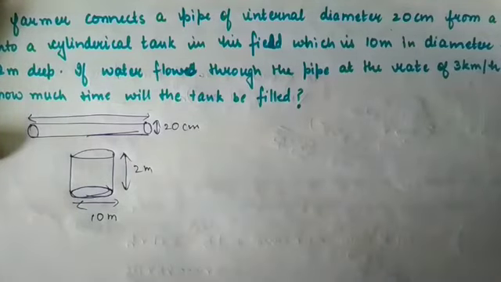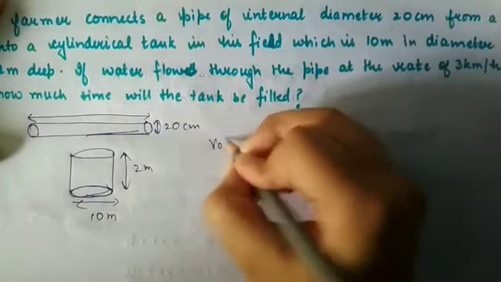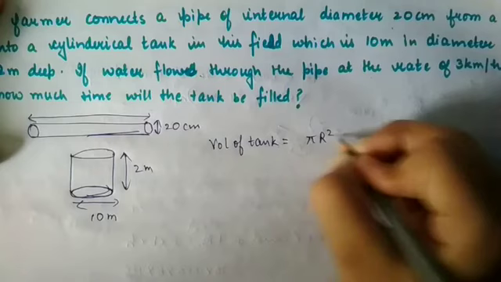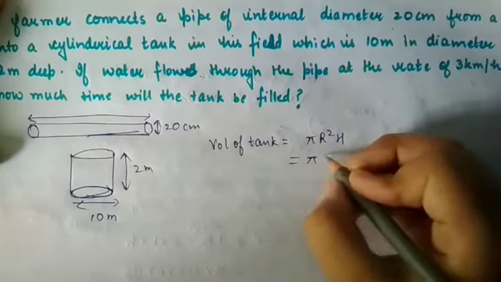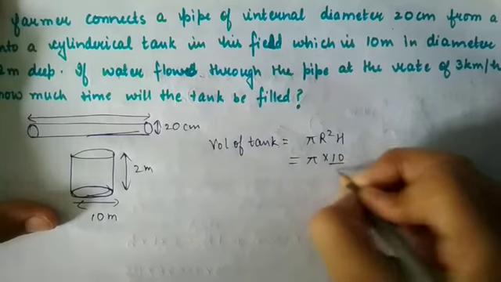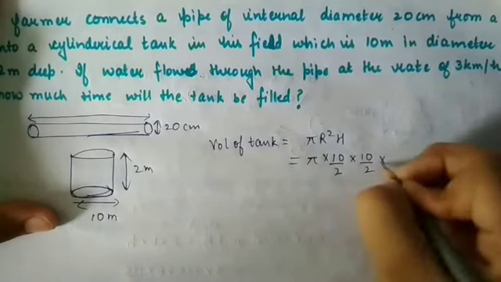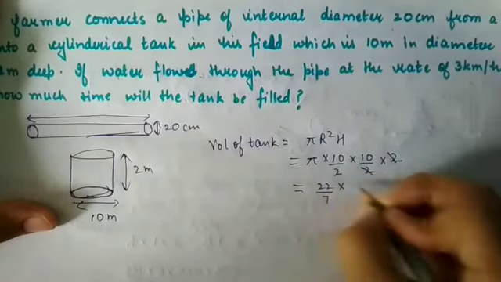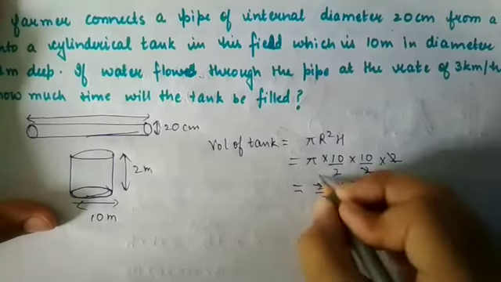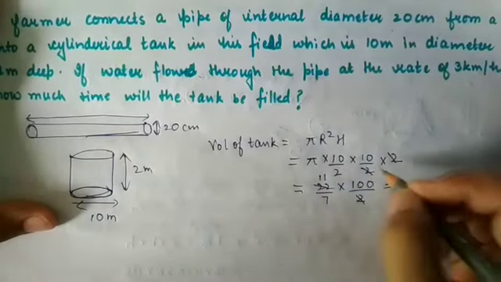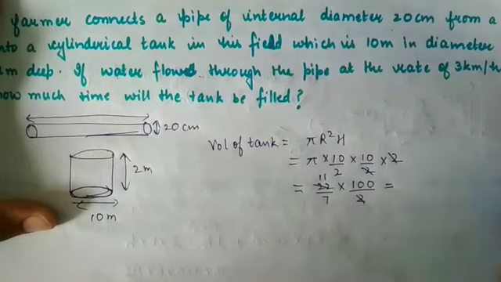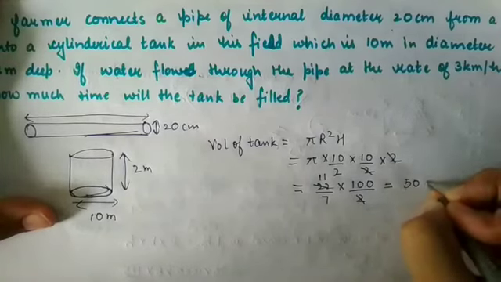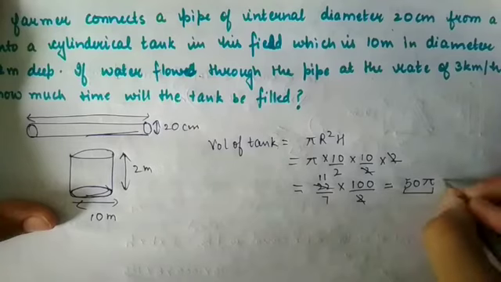So what you will do, first of all, you will find out the volume of tank. Volume of tank is equal to pi r square h, where r is 10 by 2, into 10 by 2, into height is 2. So from here you will get it equal to 22 by 7 into 100 upon 2. You can cancel or you can leave it like that only, means 100 by 2 pi or 50 pi it would be. So you can do in any way. Let me write it equal to 50 pi only. So 50 pi will be the volume of tank, 50 pi meter cube.